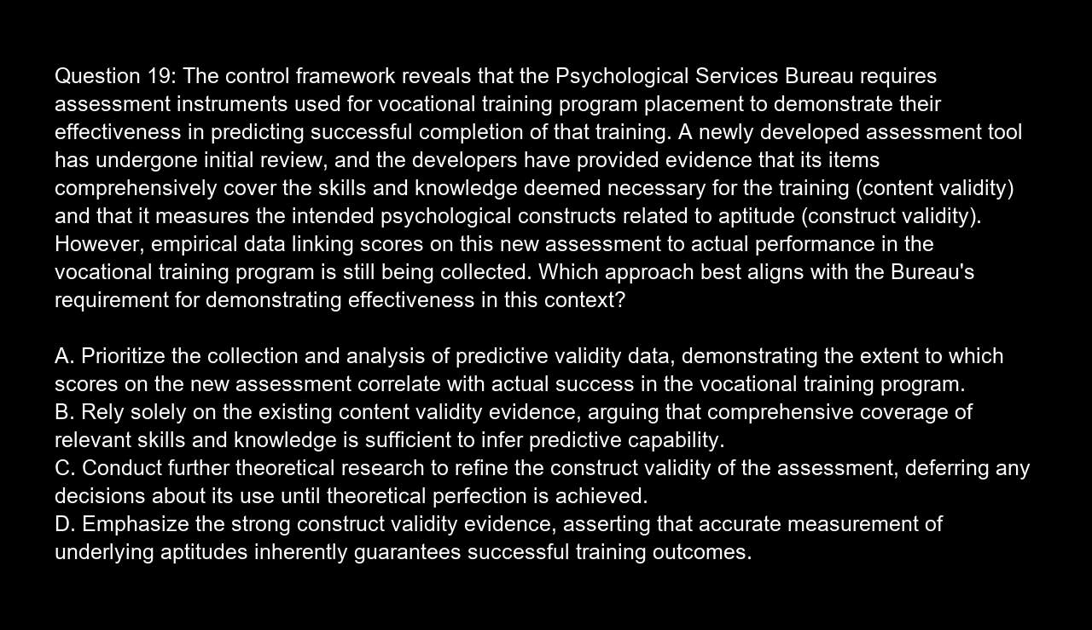Which approach best aligns with the Bureau's requirement for demonstrating effectiveness in this context? Option A. Prioritize the collection and analysis of predictive validity data, demonstrating the extent to which scores on the new assessment correlate with actual success in the vocational training program. Option B. Rely solely on the existing content validity evidence, arguing that comprehensive coverage of relevant skills and knowledge is sufficient to infer predictive capability. Option C. Conduct further theoretical research to refine the construct validity of the assessment, deferring any decisions about its use until theoretical perfection is achieved. Option D. Emphasize the strong construct validity evidence, asserting that accurate measurement of underlying aptitudes inherently guarantees successful training outcomes.